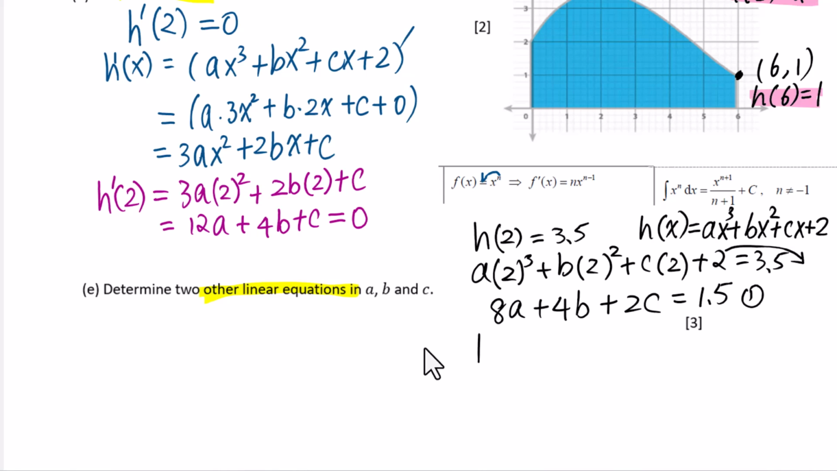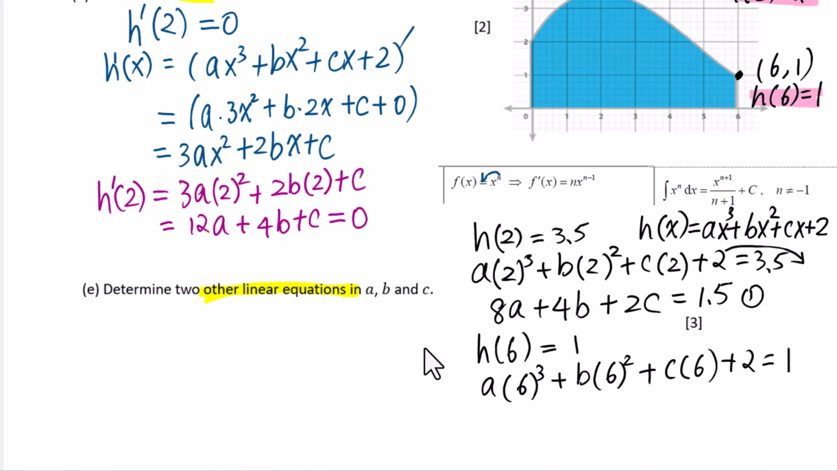Second equation, h(6) = 1. a times 6 to the third power plus b times 6 squared plus c times 6 plus 2 equals 1. Use a calculator: 6 to the third power is 216, so 216a + 36b + 6c = -1 after subtracting 2 from both sides. This is the second equation.